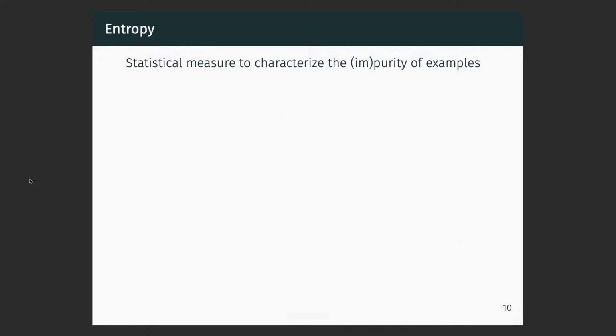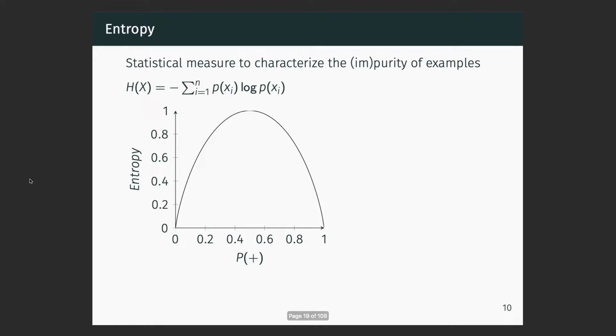We end up using a statistical measure known as entropy. Now, entropy has been studied in various contexts, including thermodynamics and information theory. We are going to look at the information theory perspective here, where it's a statistical measure to characterize the impurity or purity of examples. It's given by the formula minus p log p, summed over the probabilities of the different outcomes you can get. Imagine that you have only 2 possibilities, either plus or minus.